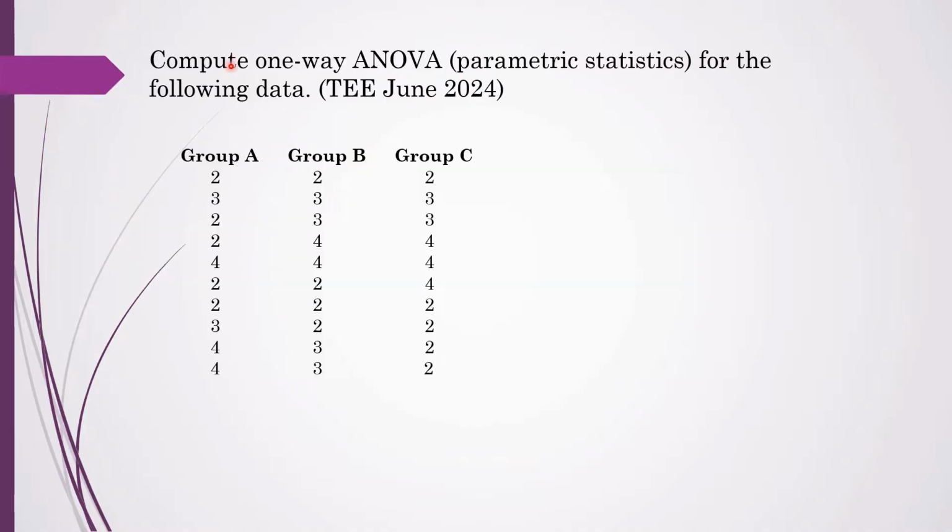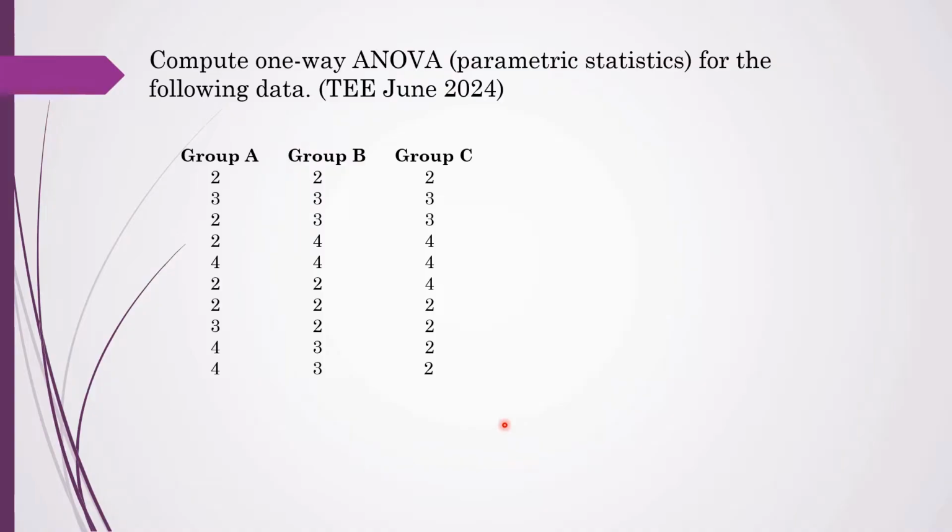Let's solve another question. It says, compute one-way ANOVA parametric statistics for the following data. The same question statement as I told you, and this one came in the term end examination of June 2024. What do we have here? We have 3 groups, and under each group, 1, 2, 3, 4, 5, 6, 7, 8, 9, 10. We have 10 numbers under each group.